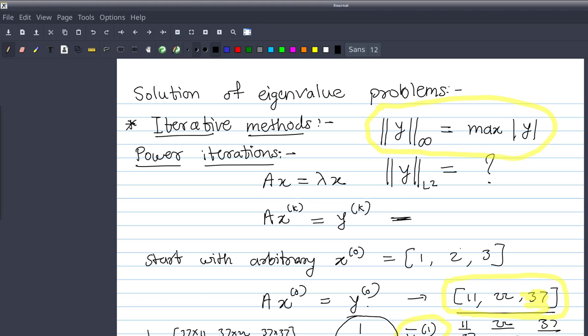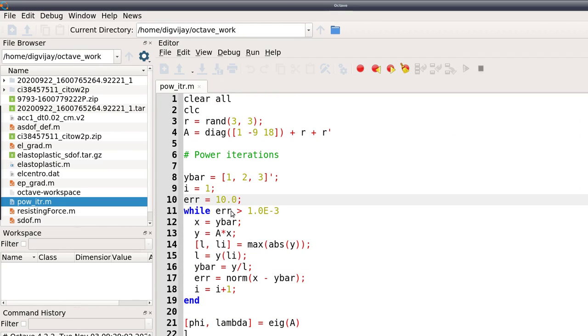And how will you decide whether two vectors are close to each other? Just subtract them and take the norm. So that's what the error is: subtract them and take the norm, and if that norm is very close to 0, then you can say that the vectors are almost the same. So that's the error between the previous value x and the new value obtained y bar. Anyway, what we are doing here is the initial setting x equal to y bar, and then you calculate first y equal to Ax.